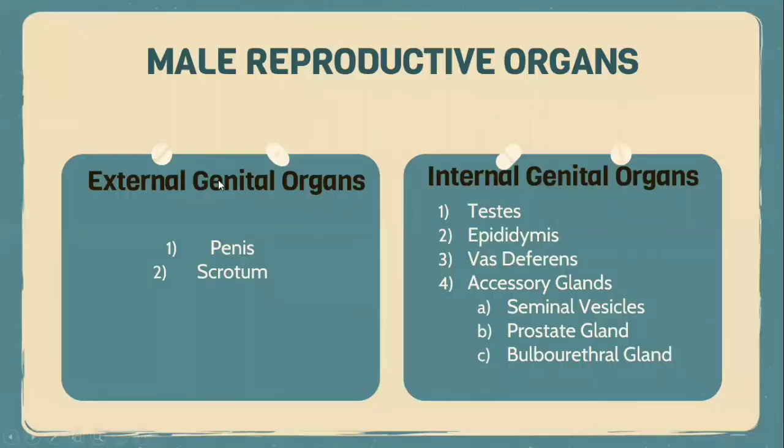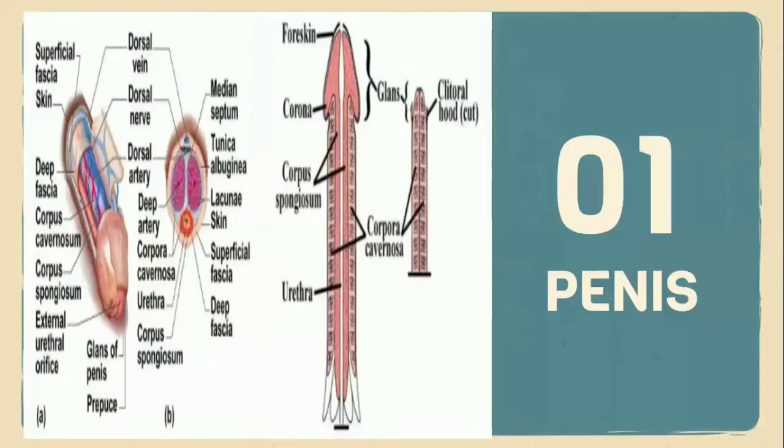The male reproductive organs contain the external genital organs, which are the penis and the scrotum. The internal organs are the testes, epididymis, vas deferens, and accessory glands: seminal vesicles, prostate gland, and bulbourethral glands. First, the penis. It consists of the external penis and the internal penis.